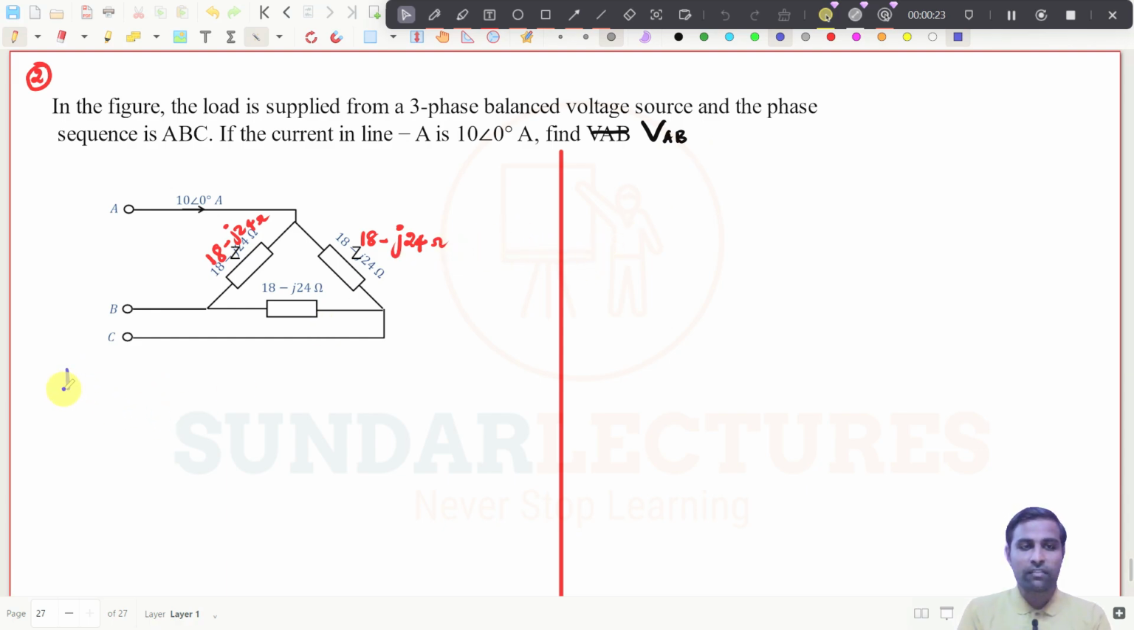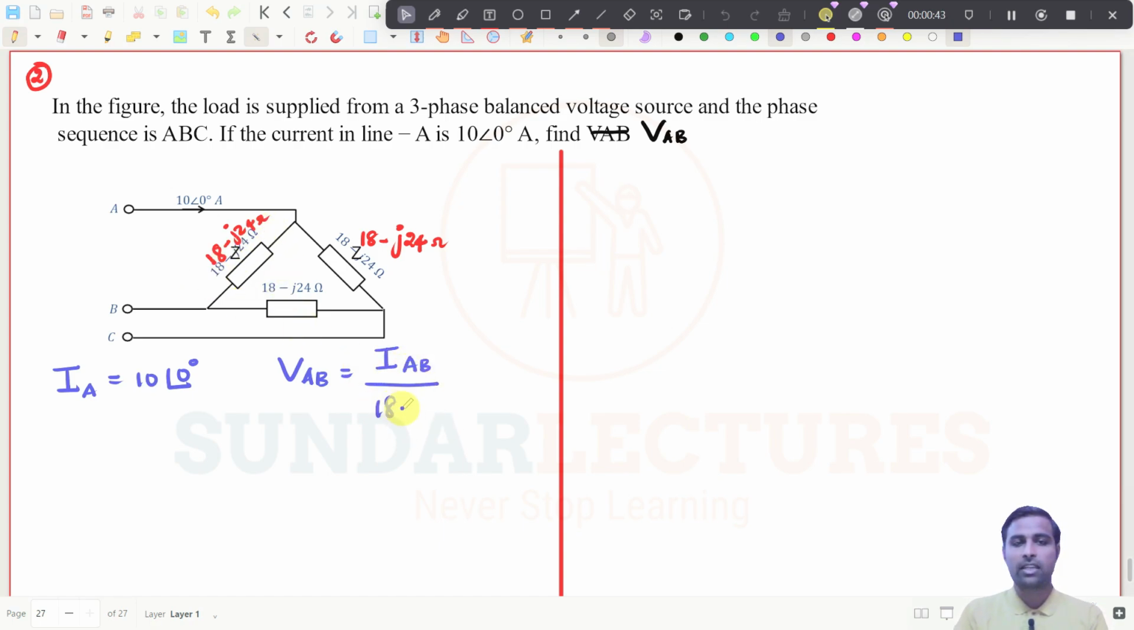See, what they have given you is IA, the line current, which is 10 at an angle of 0 degrees, right? Now they are asking you to find the voltage VAB. So if you want to find VAB, what is the formula? You need to find IAB and multiply by the Z value here.